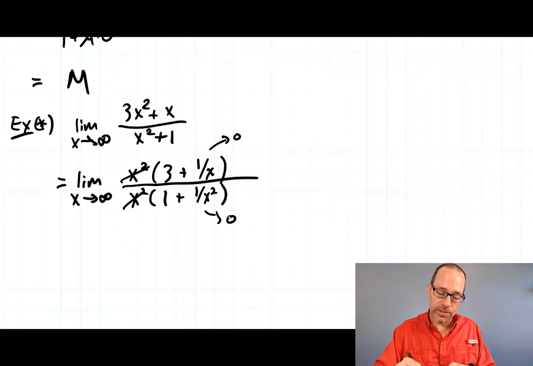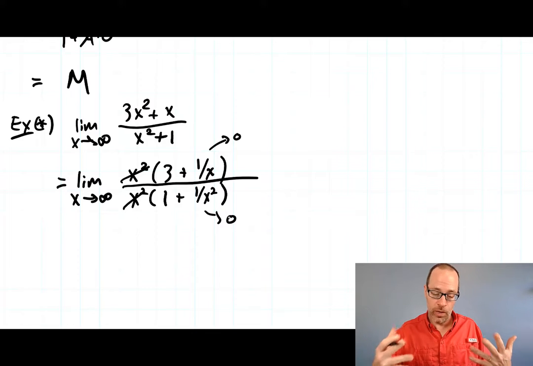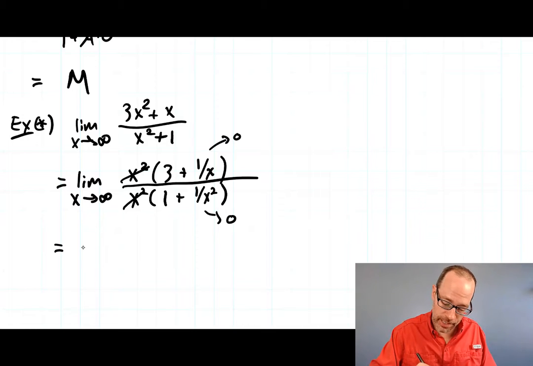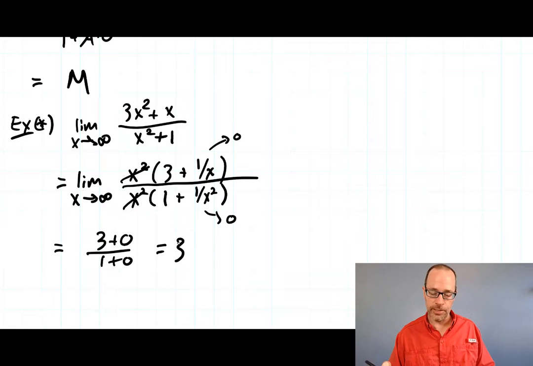And so the whole top is just trying to converge to 3. The whole bottom is trying to converge to 1, which is not 0. So I can use the limit laws now, and so the answer is just 3 plus 0 all over 1 plus 0. So it's 3. Okay? All right, handy trick.